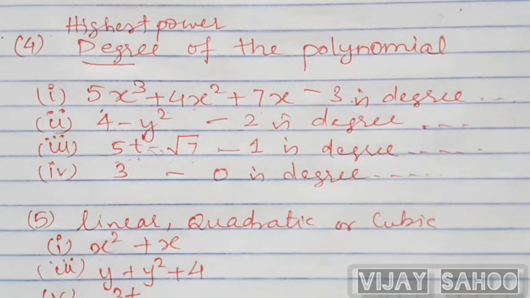Understood? So in this way, we will find the degree. Again I am repeating, degree means the highest power of the variable. So whatever variable is there, you have to check it. If the variable is not there, it is a constant term, then the degree will be 0. Okay.